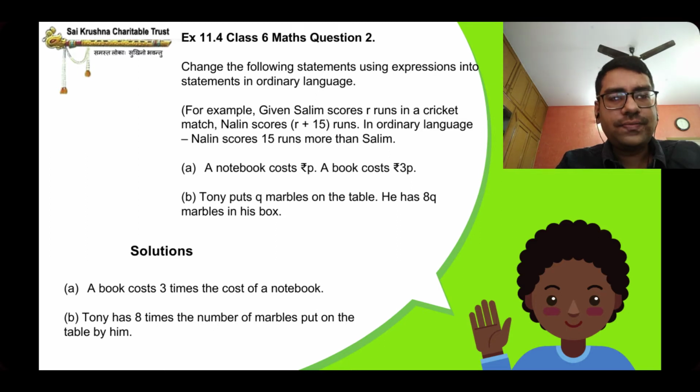Same way, Salim scores R runs in a cricket match. Nadine scores R plus 15 runs. So what can we say in ordinary language? Nadine scores 15 runs more than Salim. Same way, a notebook costs rupees p. The book costs 3p. What does that mean? The book costs 3 times the cost of the notebook. 3p can be written as 3 into p. When you have multiplication, you can write it as 3 times. The word times is used for multiplication. The book costs 3 times the cost of the notebook.